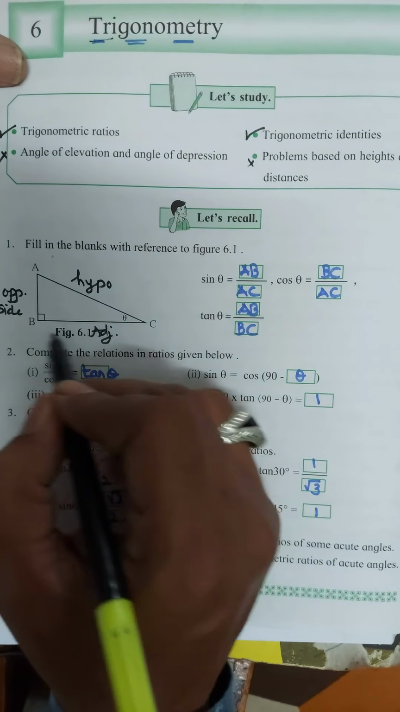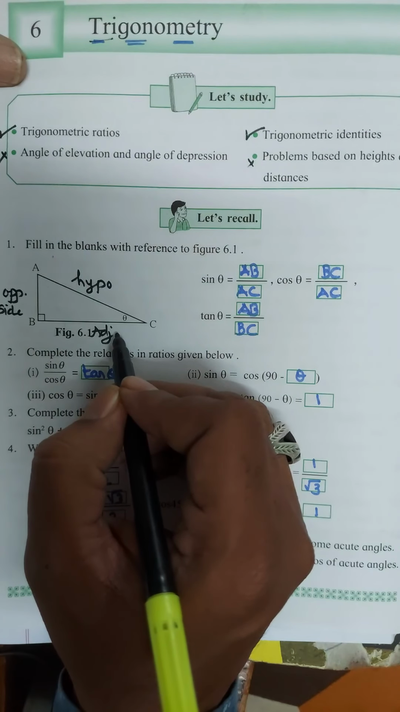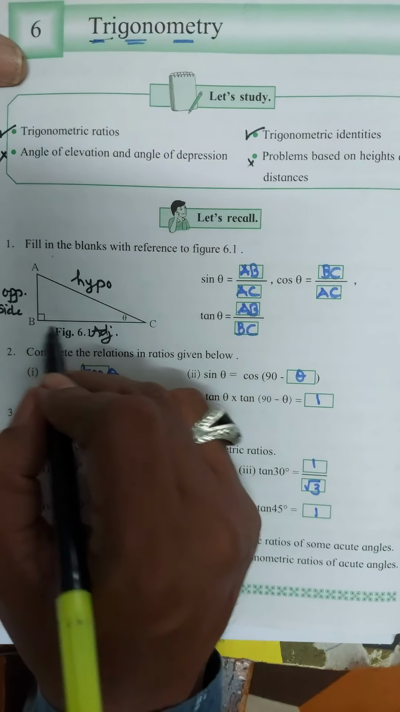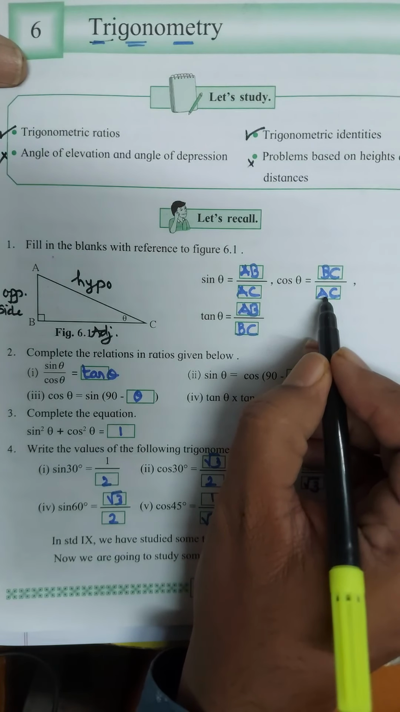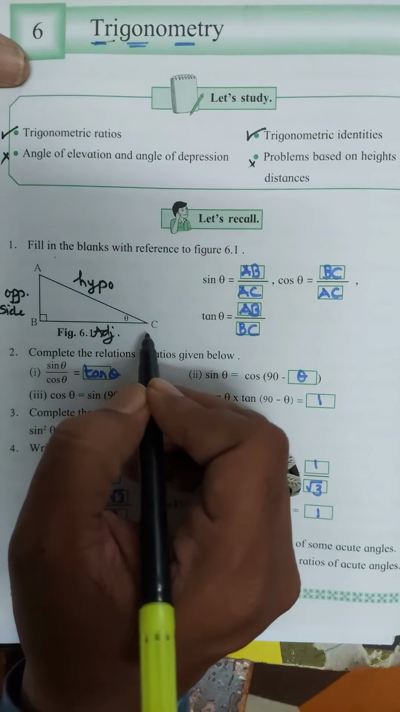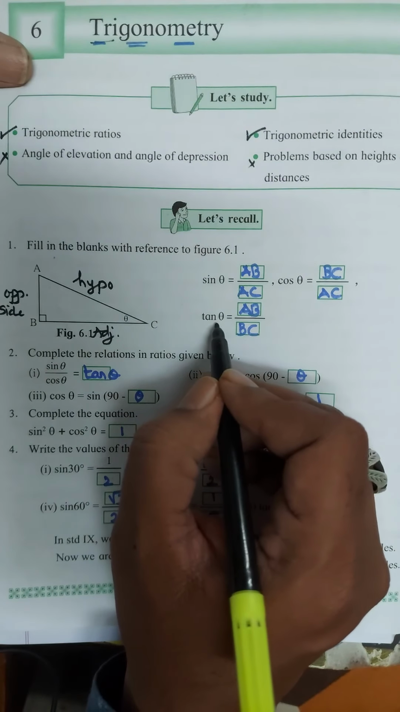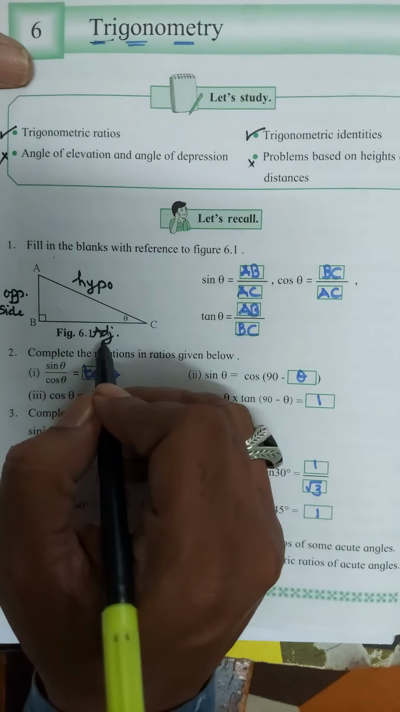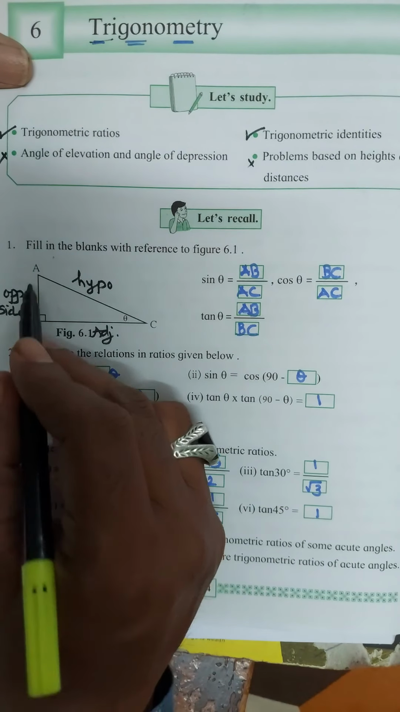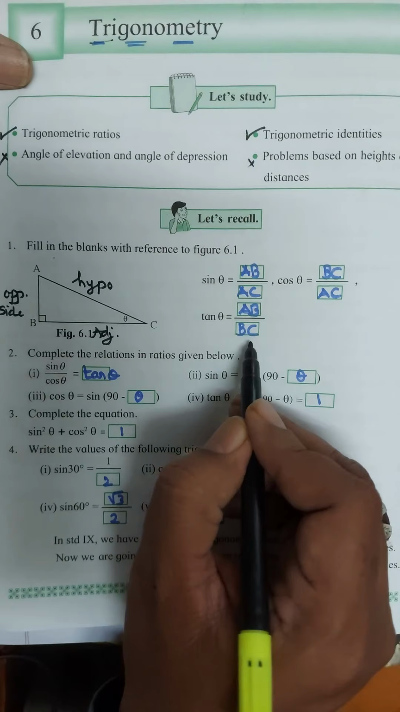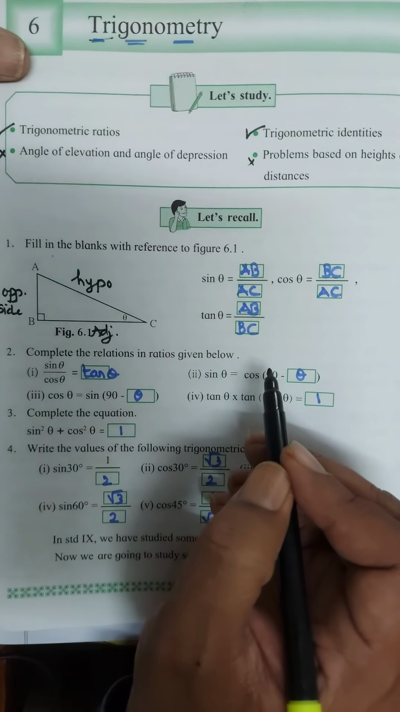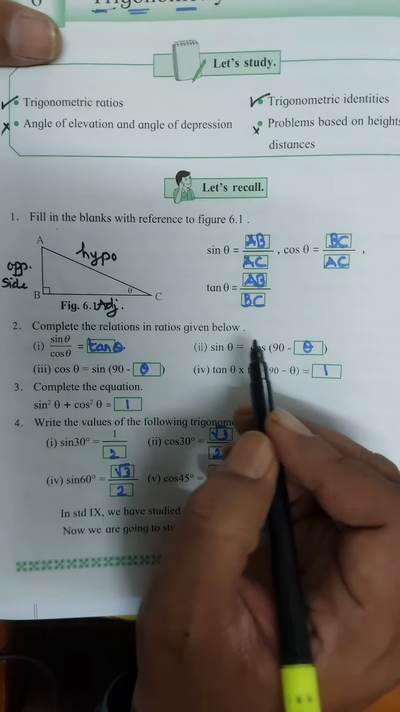Now cos theta. Cos theta is the adjacent side of angle theta upon hypotenuse. Adjacent side is BC, so we need to write BC upon hypotenuse, which is AC here. Similarly tan theta is the opposite side upon the adjacent side of angle theta. So opposite side is AB, and adjacent side is BC, so we write BC here. It's very simple, very easy.